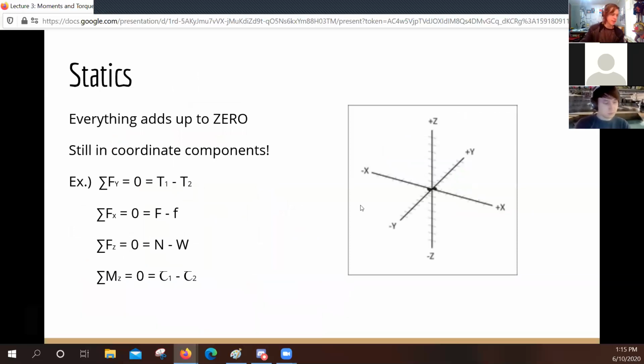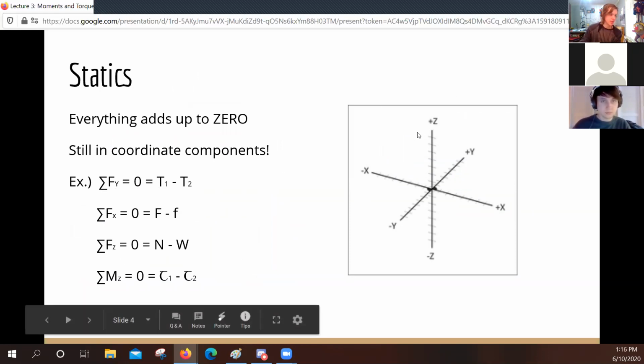For statics, the way we do this is the same way we did statics before. We still have sum of F equals 0, or sum of Fy equals 0, which could be two tension forces, or sum of Fx equals an applied force minus a friction force. These are the things we were doing last class. Sum of Fz, in the z direction, is maybe a normal force minus a weight force. Those are normal. And then down here is where we start to get into moments. Moments work the same way as forces, where all of the moments added together equal 0 if we don't want our thing to move, right?